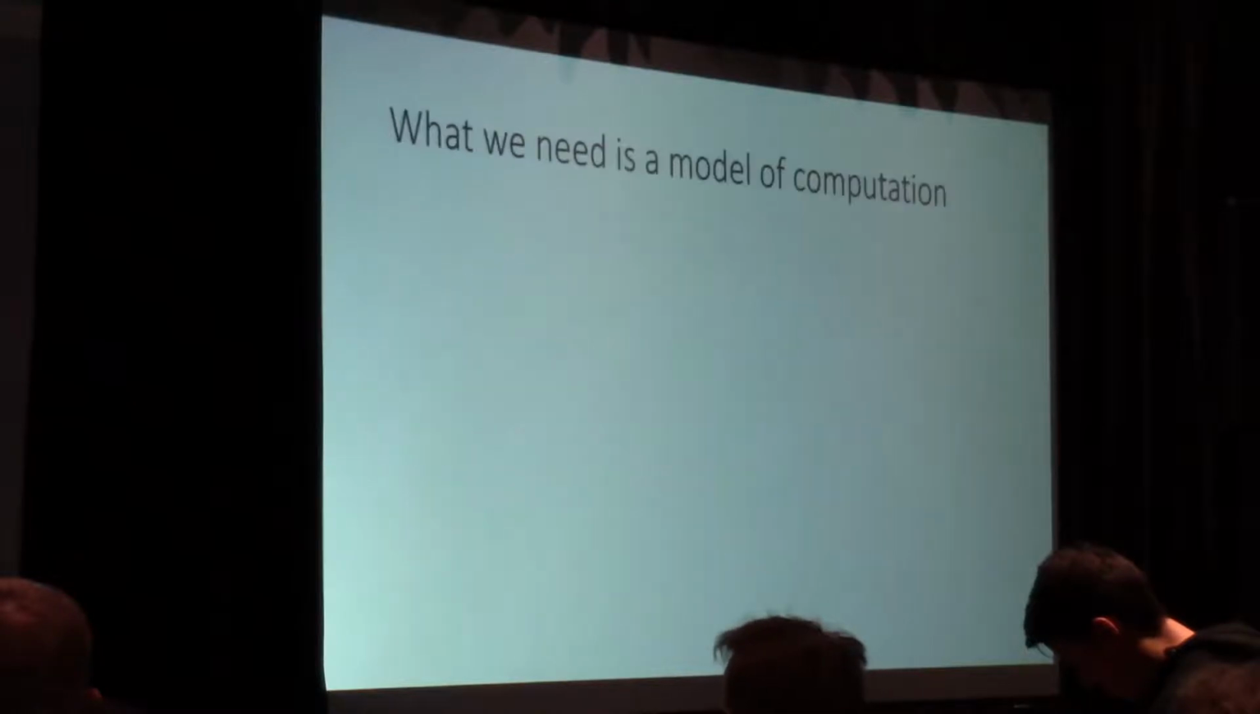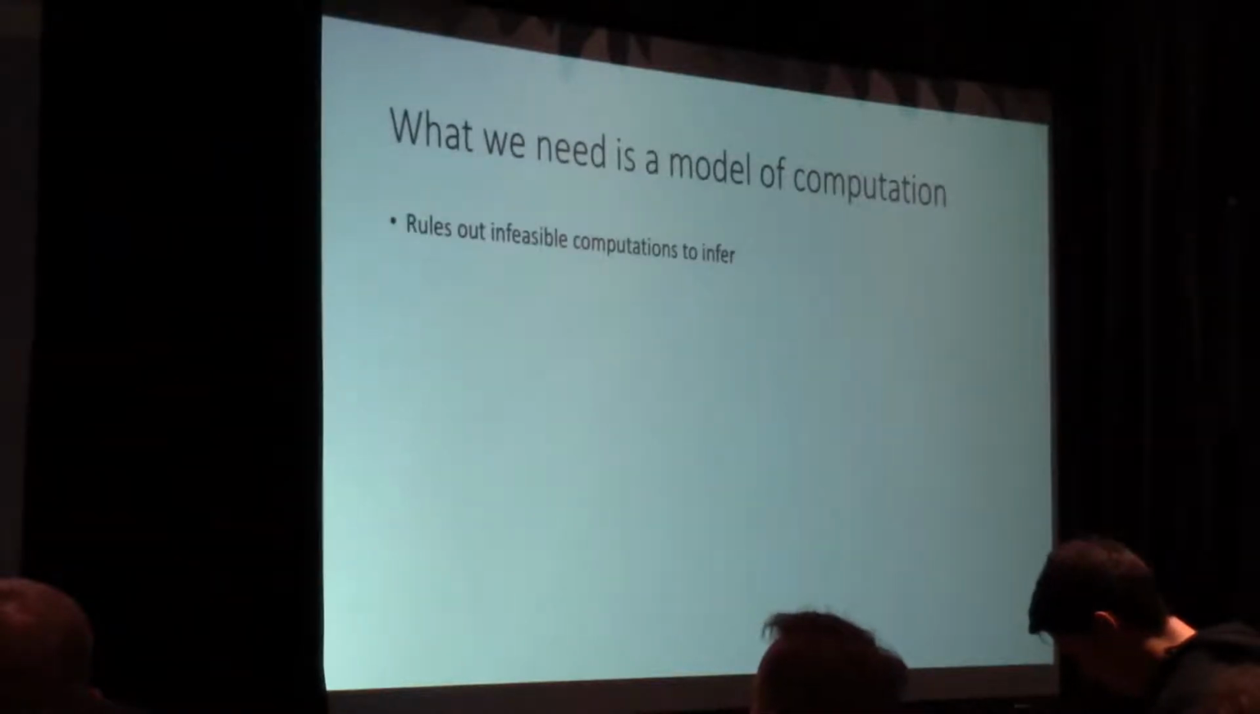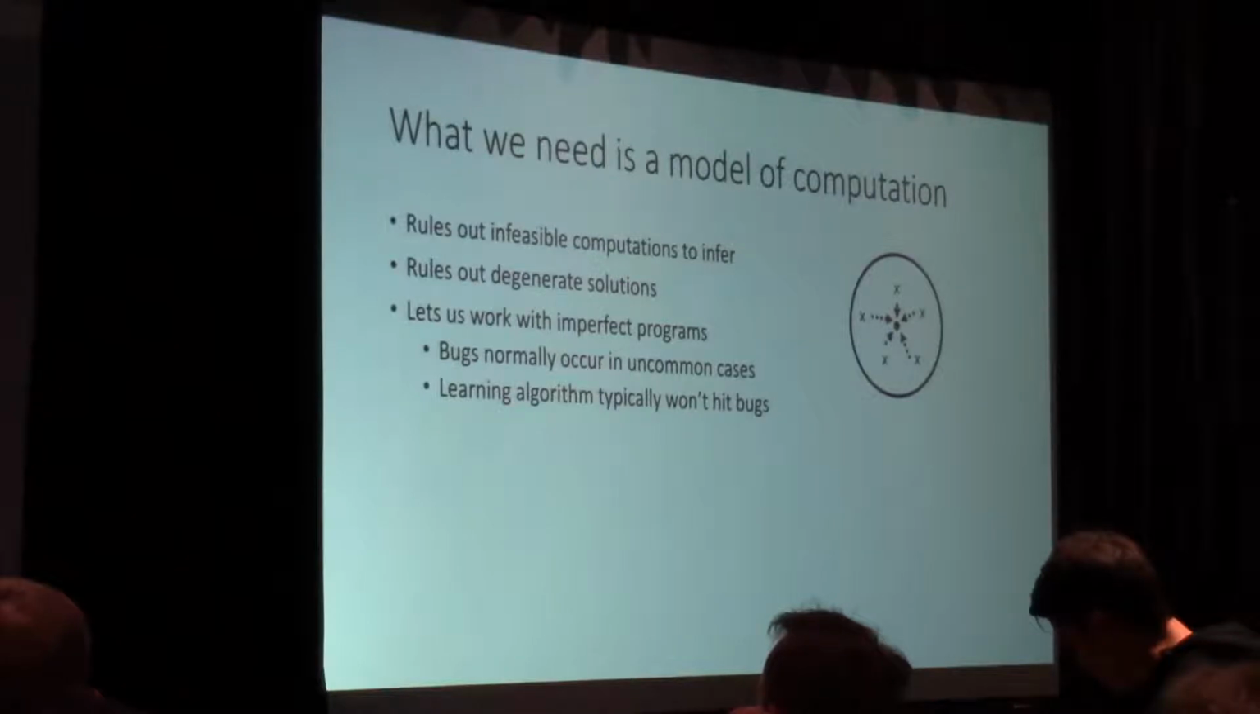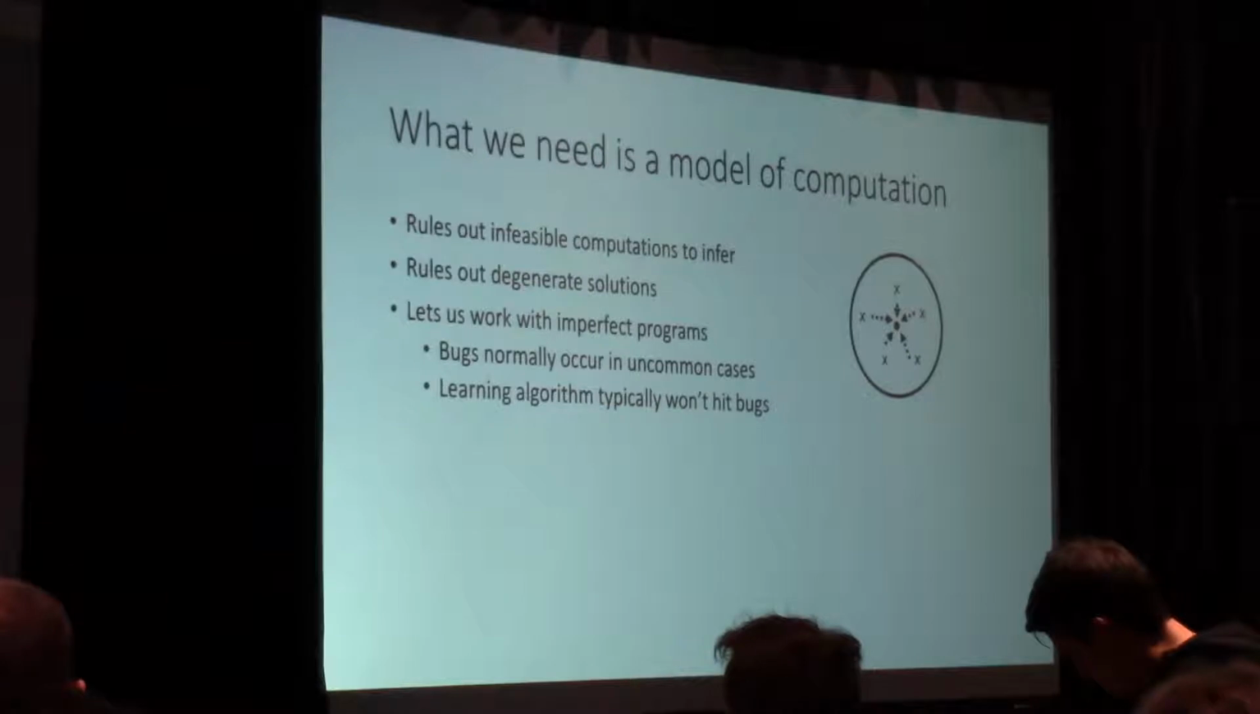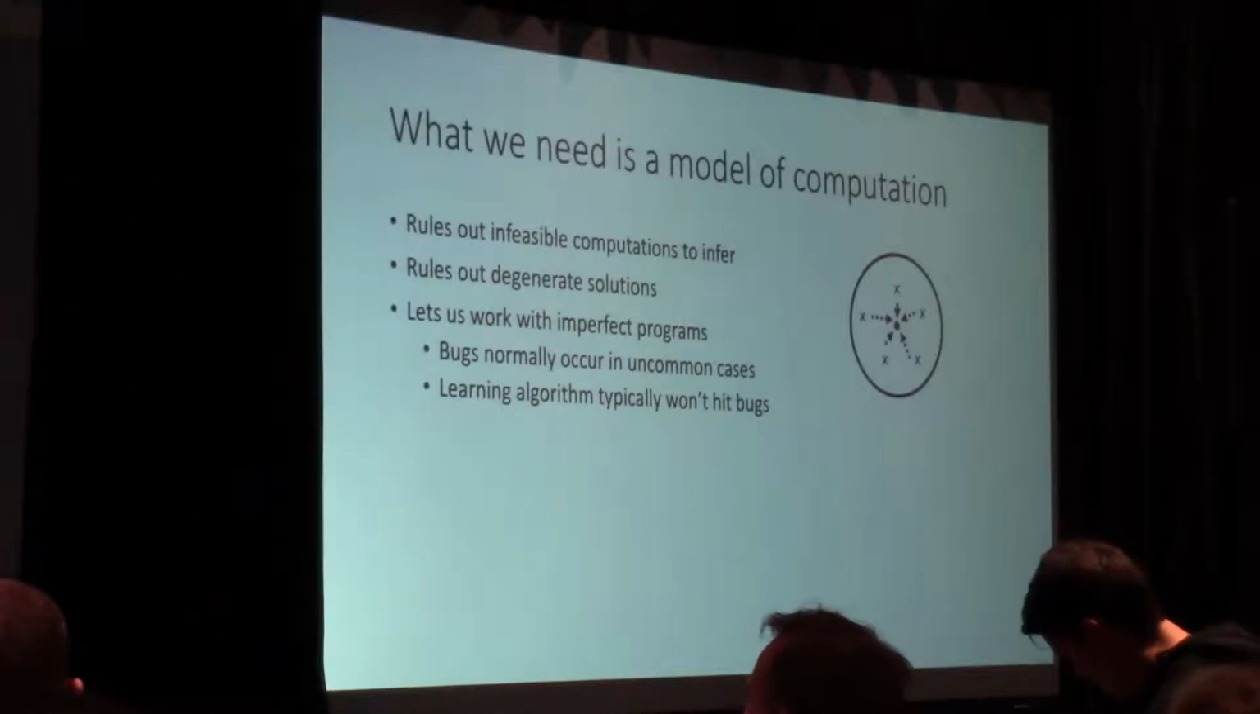What we need is a model of computation. We want to rule out these computations that we can't infer. We want to rule out these degenerate solutions. It also lets us work with imperfect programs, because if the program contains bugs, chances are if we use this black box learning approach, we're going to miss most of the bugs, because most people can get the common case correct. And if we only care about the functionality within this model of computation, we can learn it.